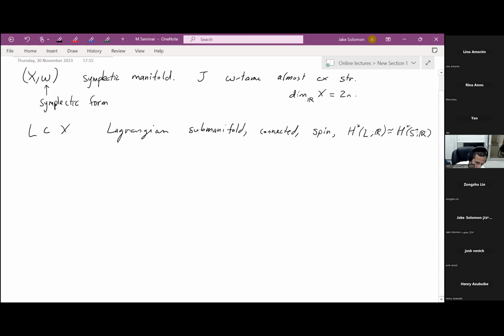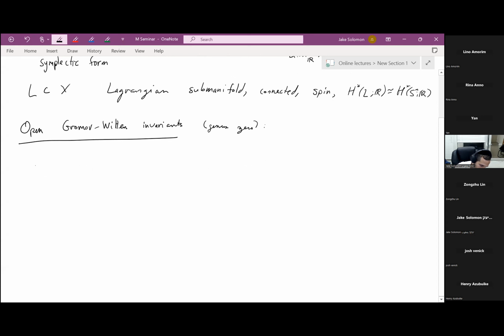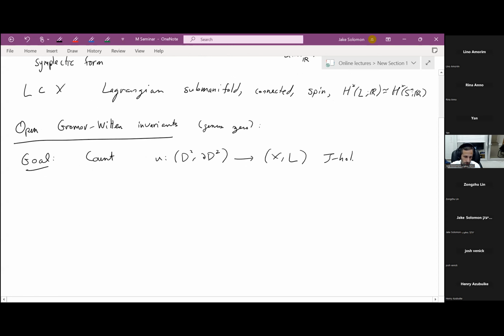Okay, so the goal of open Gromov-Witten theory, at least in genus 0, is that you want to count maps from the disk which map to the symplectic manifold and map the boundary of the disk to the Lagrangian submanifold, which are J-holomorphic. And you want to, of course, count these things up to an appropriate notion of isomorphism.